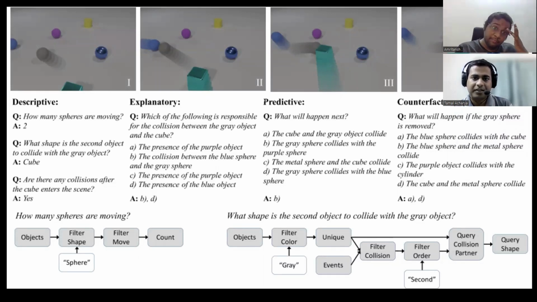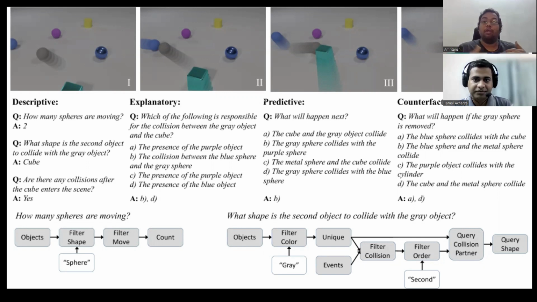The idea is that there could be simple descriptive questions. How many spheres are moving, right? So let's say the answer might be 2. But then there are questions like which of the following is responsible for collision with the gray object and the cube? And that is like the idea of presence of the purple, the blue sphere. And you can see that for each of them, we will have to have our filter shape, filter move, and then the count. And based on that, we can come up with a response.